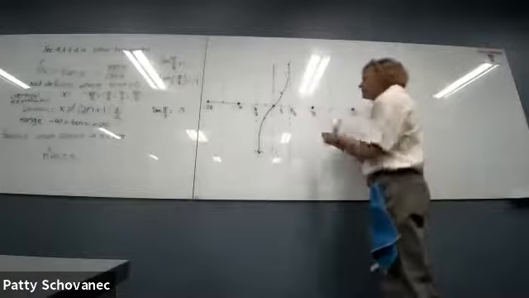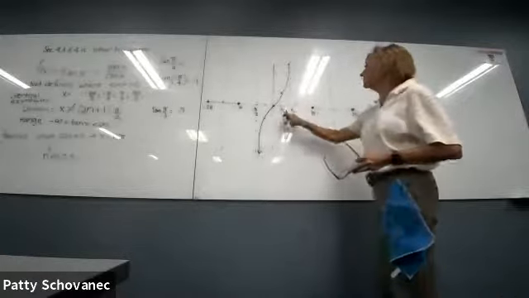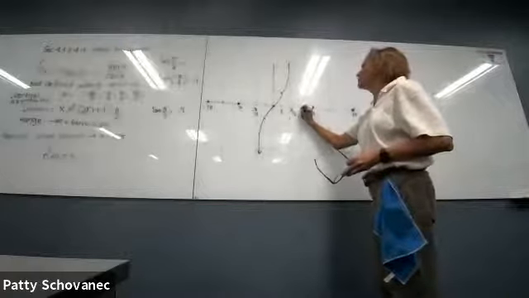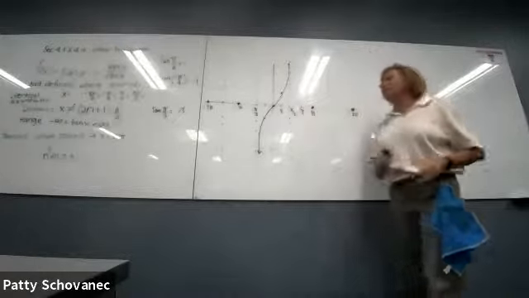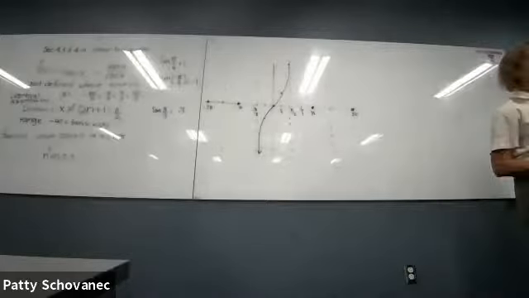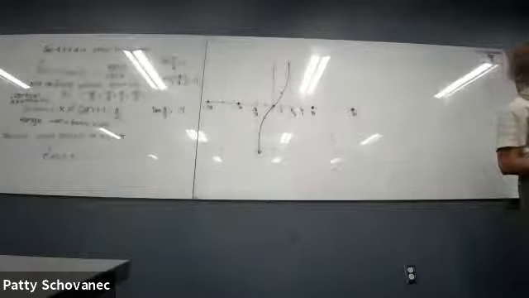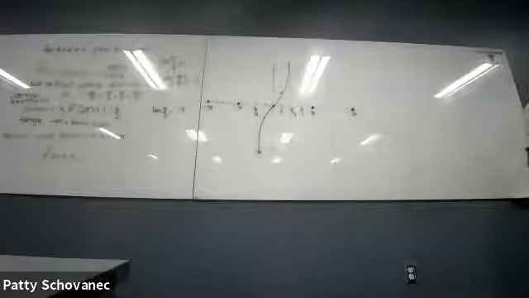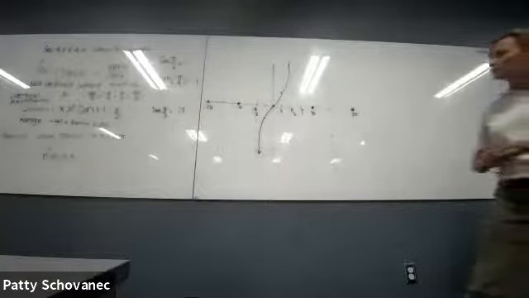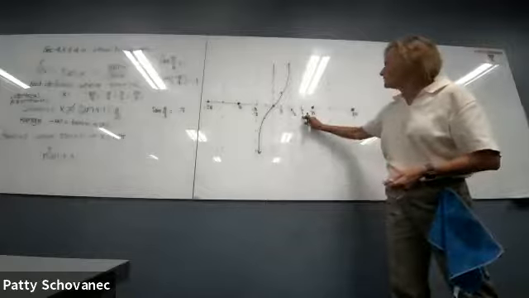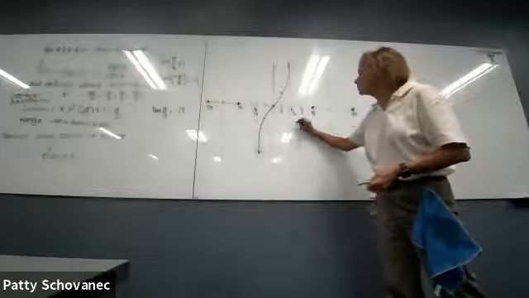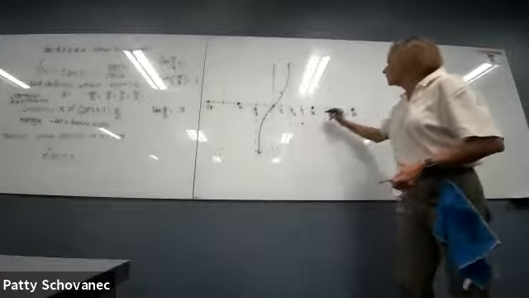Between pi halves and pi, let's see, this is 1 pi over 4, 2 pi over 4. I'm at 3 pi over 4. Does anybody know the tangent of 3 pi over 4? It's -1, because the sine of 3 pi over 4 is a positive square root of 2 over 2. Cosine of 3 pi over 4 is a negative square root of 2 over 2. So at 3 pi over 4, the tangent is hitting -1. 3 pi over 4. That's 4 pi over 4.